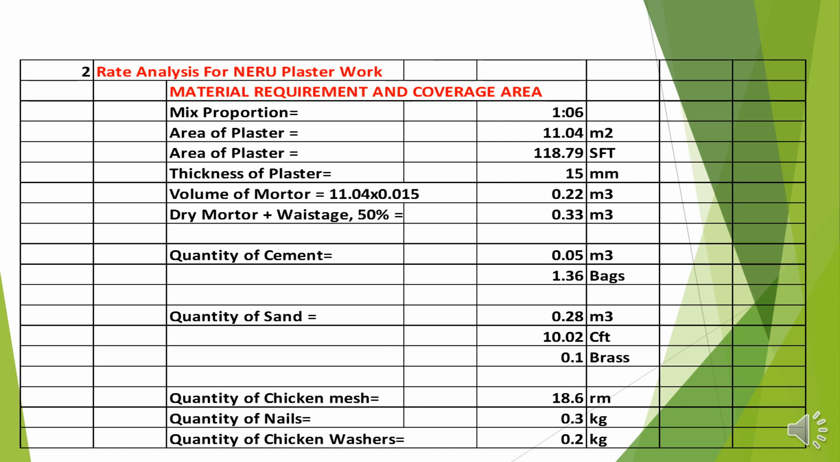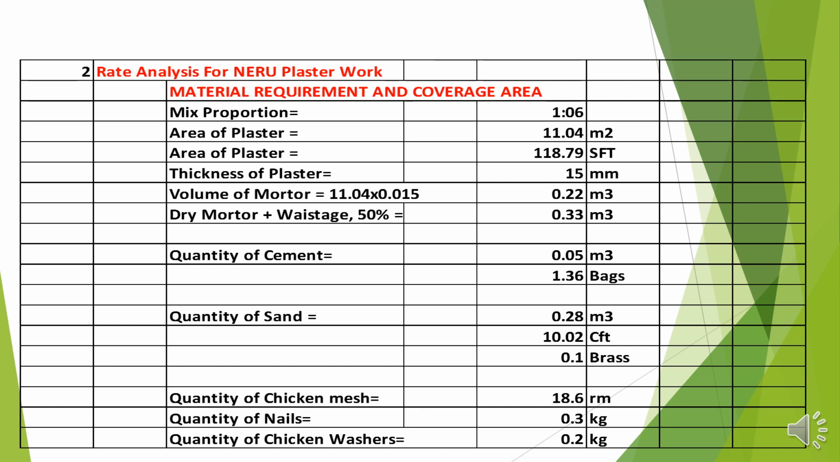So the volume of mortar, area into thickness, is 0.22 cubic meter. Dry mortar plus wastage of 50% of 0.22 m cube will be 0.11 cube. It makes 0.33 cubic meter. Quantity of the cement will be 0.5 cubic meter, that is 1.36 bags. Quantity of the sand will be 0.28 cubic meter, that is 10.02 CFT. I call it 0.1 brass.